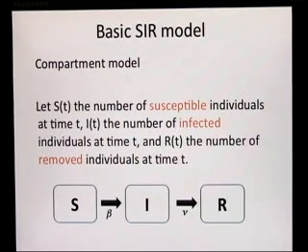So susceptible individuals are going to move into the infected class at a rate beta, or maybe you should say a rate beta times S, you'll see in a minute. And then infected individuals are going to recover at a rate nu.